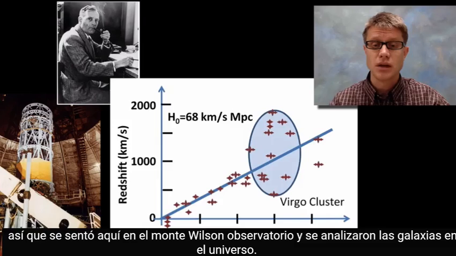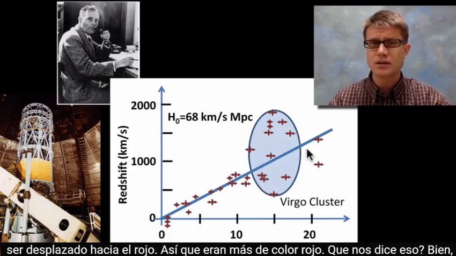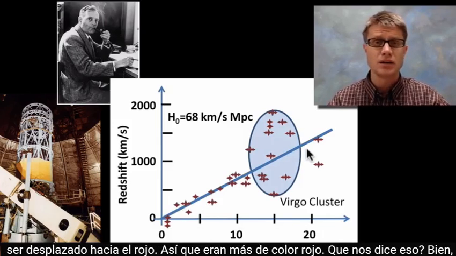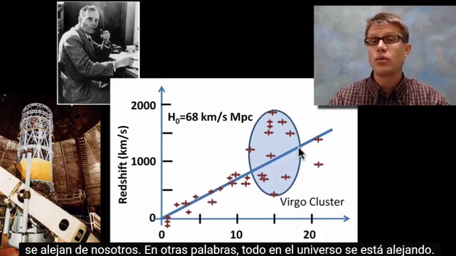the universe. And what he found is that no matter where he looked in the universe, they seemed to be shifted towards the red. So they were more red in color. What does that tell us? Well, as objects move away from us, they get redshifted. And so it told him that all of these galaxies were moving away from us. In other words, everything in the universe is moving away.